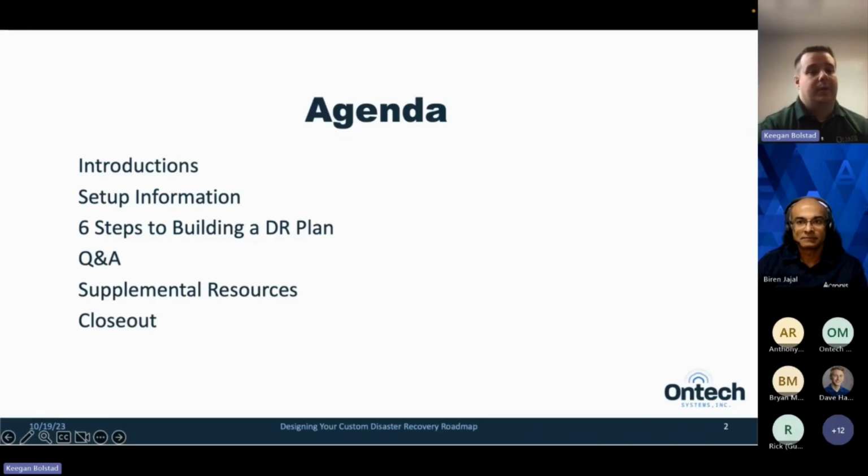Our agenda, we're going to do some quick introductions. We're going to run through a little bit of setup information, some stuff that we think is important to share, specifically with the small businesses really trying to get into this for the first time, trying to understand that. The 6 steps to building a DR plan. Ideally here we'll have a couple minutes for some Q&A. We'll quickly cover some of the supplemental resources that are going to be sent out as part of the webinar, and then we'll close out at the end.